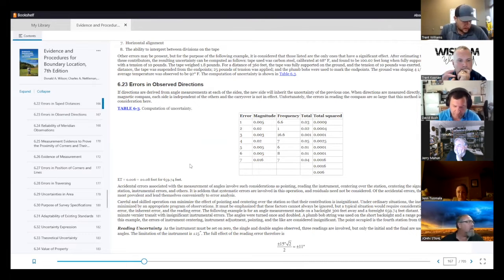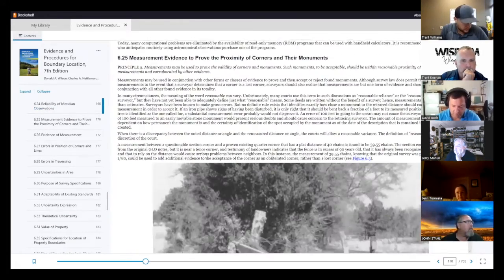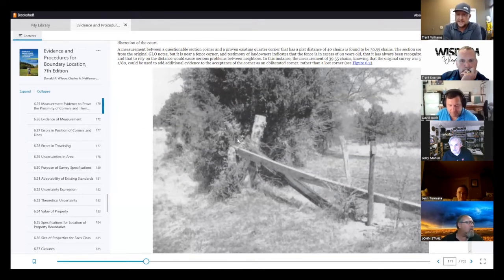6.25, measurement evidence to prove the proximity of corners to their monuments. So that goes to principle 5. Measurements may be used to prove the validity of corners and monuments. Such monuments to be acceptable should be within reasonable proximity to the record measurements, and corroborated by other evidence. And that gets to a lot of the discussion about what we've been talking about. These measurements, whatever they are, are supposed to get us to that corner, right? And there's error in there, but we've got to know what that error ellipse is and then work around that to find the corners.